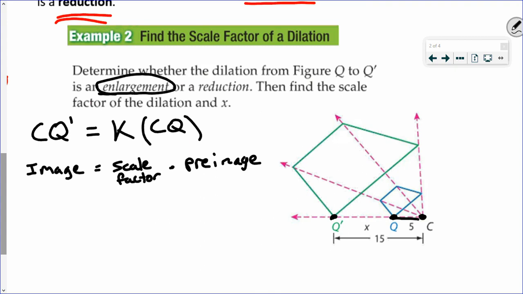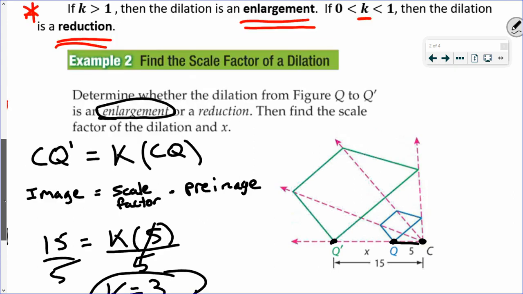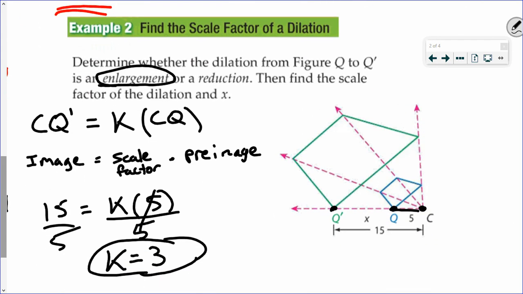And so if we plug in what we've got, CQ prime is 15. That is equal to the scale factor times CQ. What is CQ? 5. So we divide both sides by 5, and we get that the scale factor is 3. So that's finding the scale factor, which does line up with it being an enlargement. The scale factor here is greater than 1, so thus an enlargement.